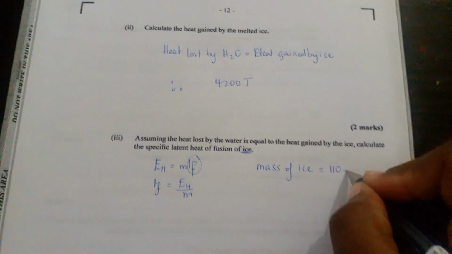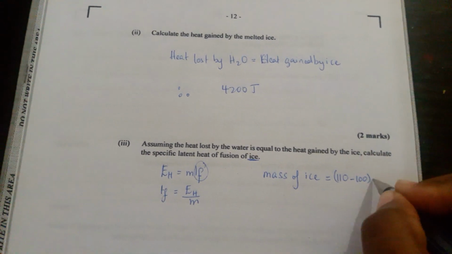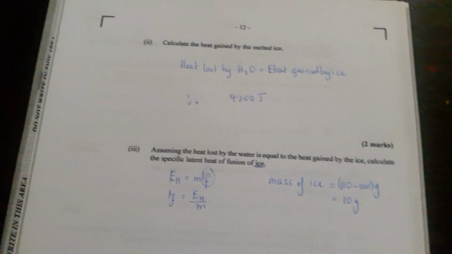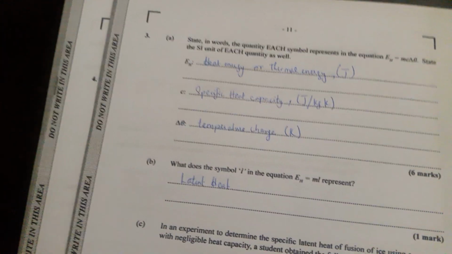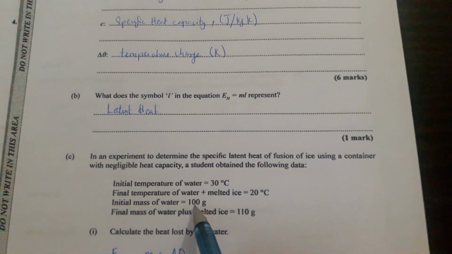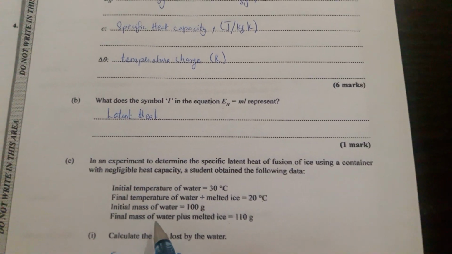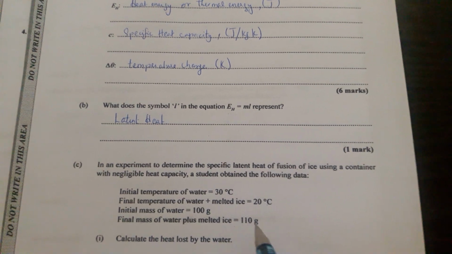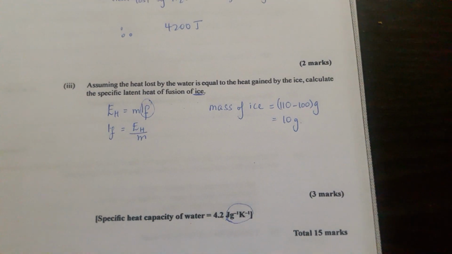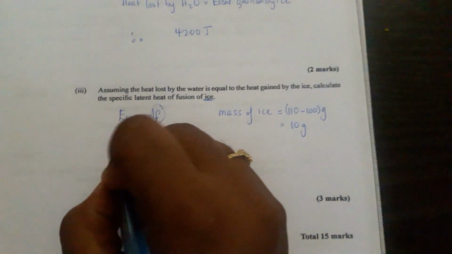110 minus 100 grams, which will be equal to 10 grams. Why? Because over here it said the initial mass of the water was 100 grams. The final mass of water plus the melted ice is 110. So you want to find the mass of the ice. And to find the mass of the ice, you just do a simple subtraction, and then you just fill it in.